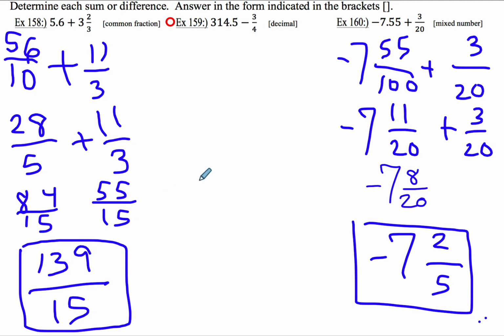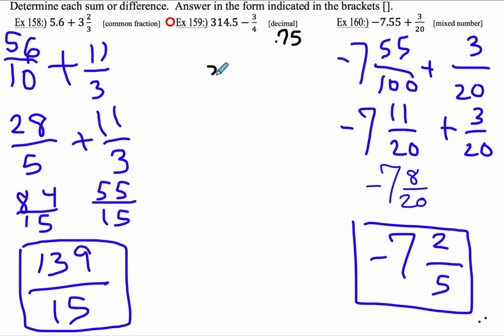Okay, example 159. Find each sum or difference. Answer in the form indicated in the brackets. So this we're going to answer as a decimal. 314.5 minus 3/4. That's plus negative 3/4. But 314.5 is a lot bigger than 3/4. In fact, 3/4, this should be a memorized value, is 0.75.